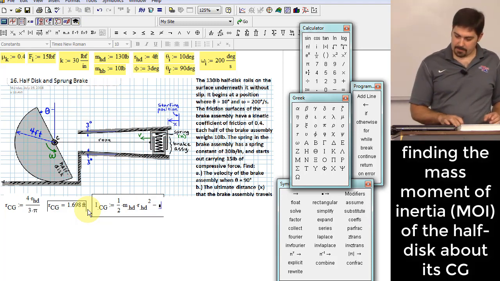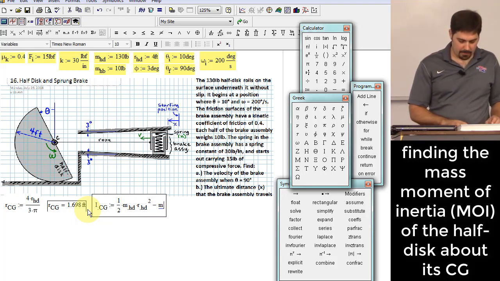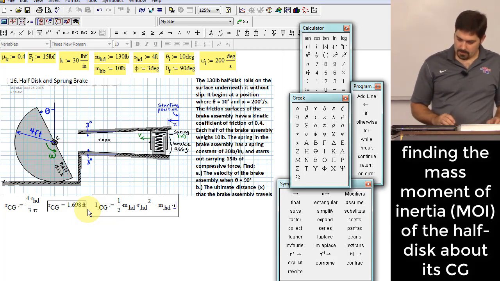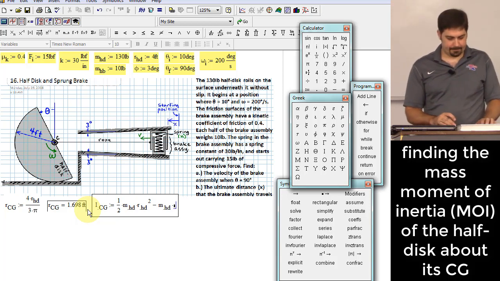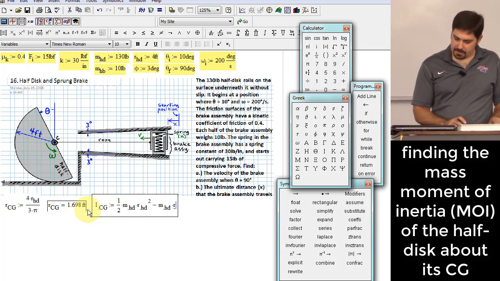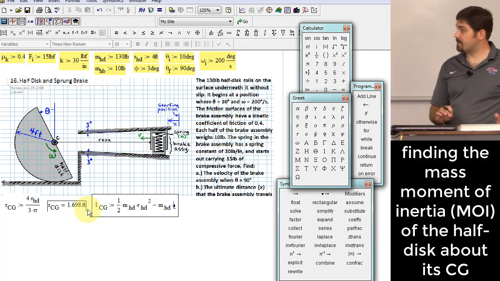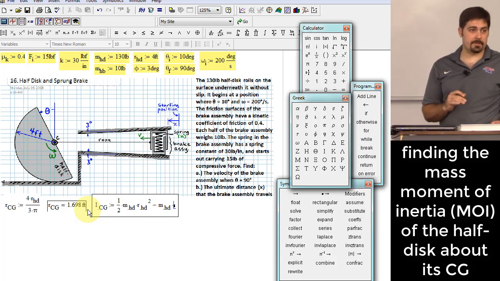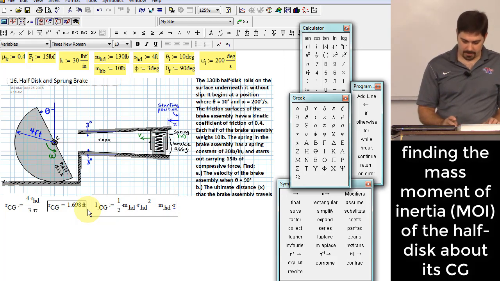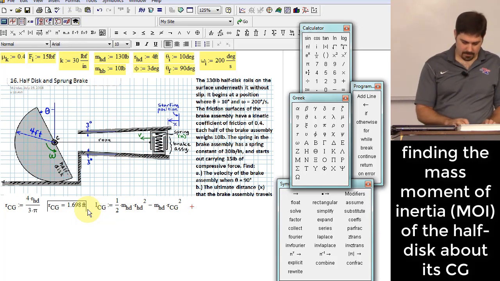From that I need to subtract the mass of the half disk, all right, multiplied by the radius of the half disk. Let's see, not the radius of the half disk. I need here the distance between point C and the center of gravity, which is that R sub CG that I just found. So R sub CG squared.